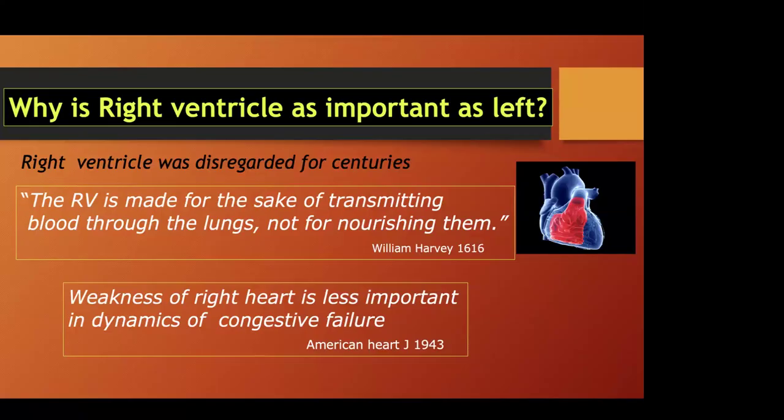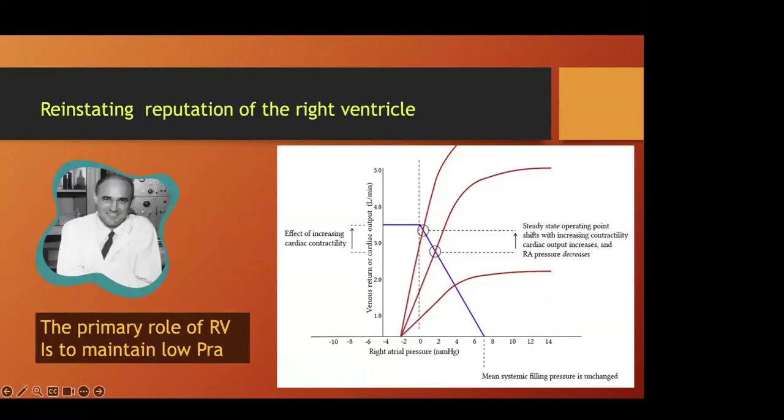Only later did Guyton show that the RV is very important, simply because the contraction of the RV keeps the right atrial pressure low. That is the PRA, the right atrial pressure, so that your mean systemic pressure is quite higher and you maintain the gradient between the mean systemic pressure and the right atrial pressure. So if your RA pressure is low and the PMSF is high, you have a good venous return.